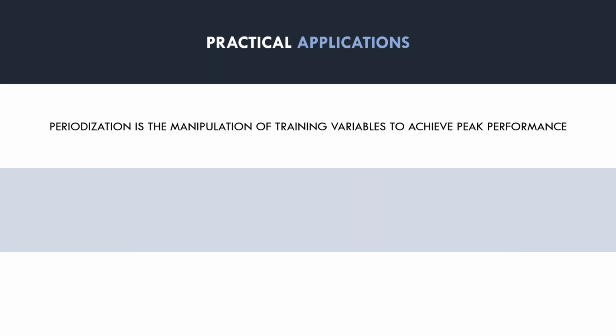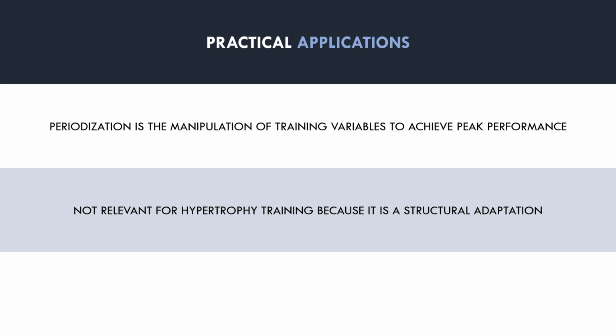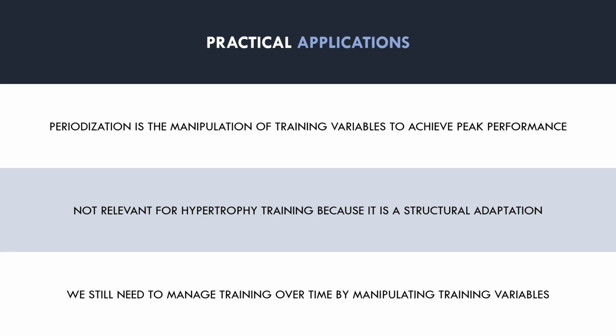So what can we conclude from all this information? Well, in the classic sense, periodization is the strategic manipulation of training variables to achieve peak performance at a given time. This doesn't really apply to hypertrophy training because it is a structural adaptation, not a performance outcome. However, we still want to adjust our hypertrophy training program over time based on our individual response and specific context. We can make small changes to our program every mesocycle in the attempt to make our training program more effective. We can adjust variables like volume, exercise selection, rep ranges and loads, frequency, and more over time in order to continue growing muscle.